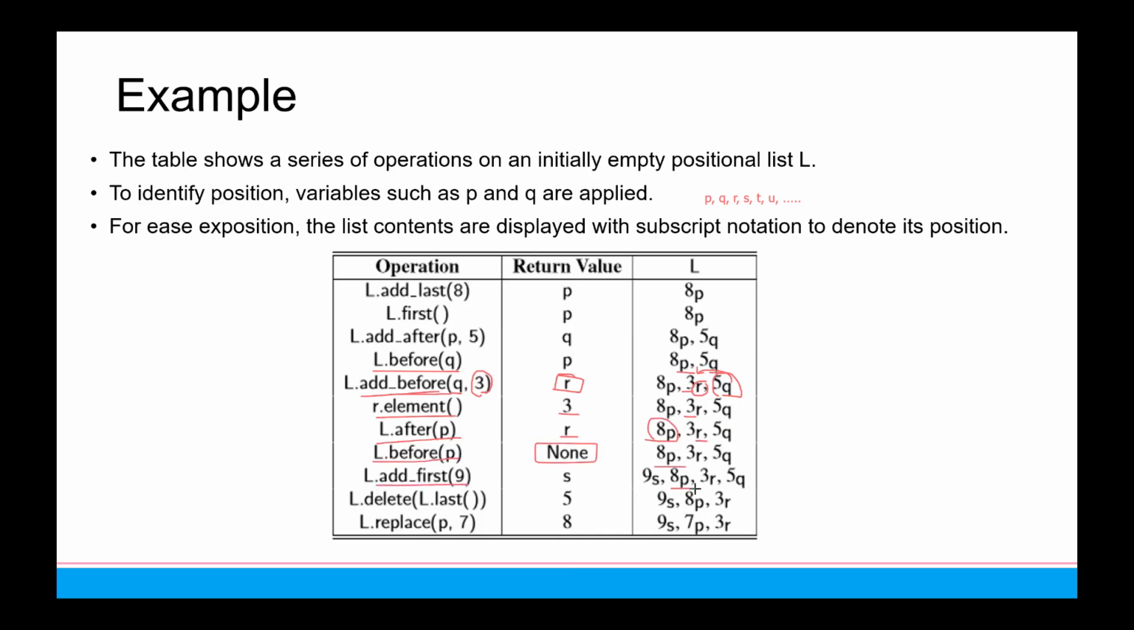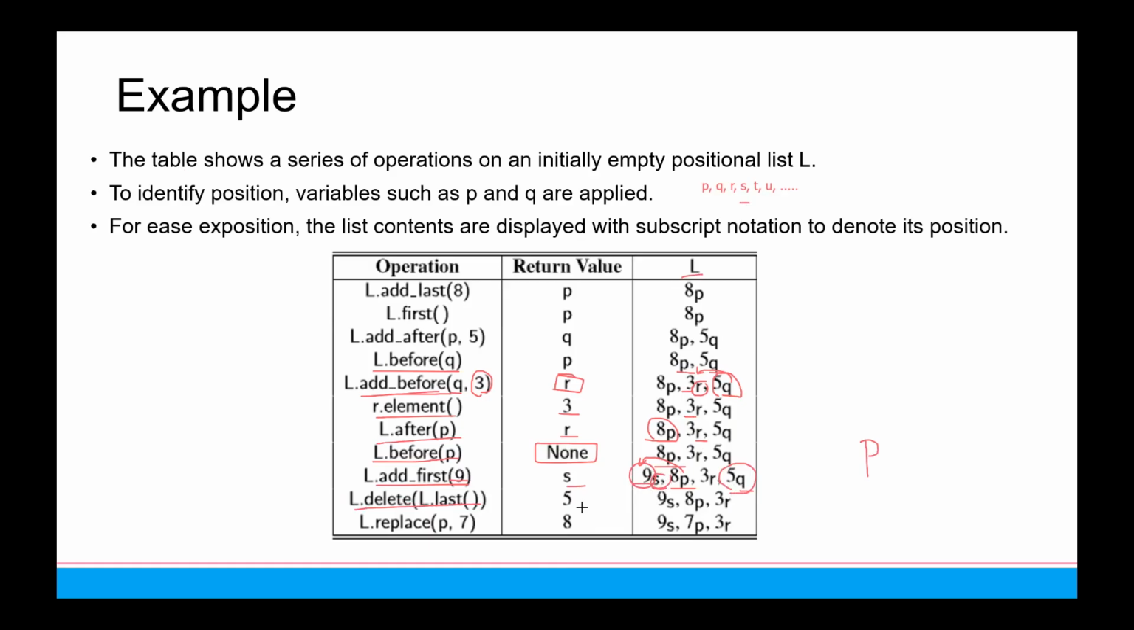At first here, we want to know that the first position is P. And we want to put a new element 9 at the first of this positional list. Then S has now been added. So at position S, now we have the element 9, and the return value will be S. Let's delete L dot last. The last element is 5, so we delete the position Q as well.